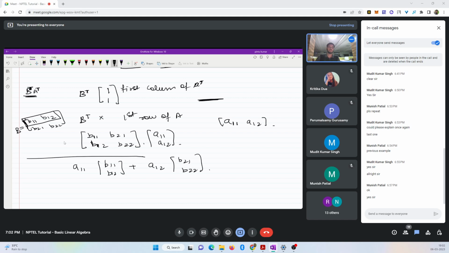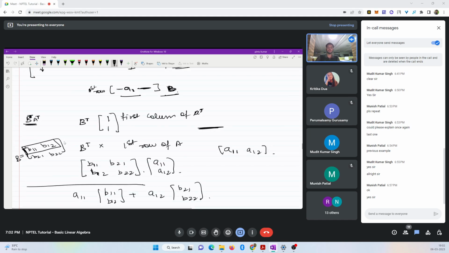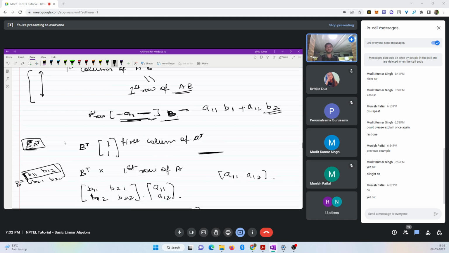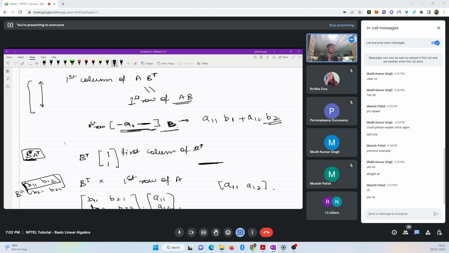So where we reached over here, if we are multiplying the first row of A with B, what we would have got is the first element, A11, into the first row of B, plus the second element, A12, into the second row of B. And this is the same thing we are getting in B transpose A transpose also. What does this mean? That both the entries are the same. So the columns for both of them are the same. Similarly, it can be proved for any arbitrary case also, that we are getting the same.